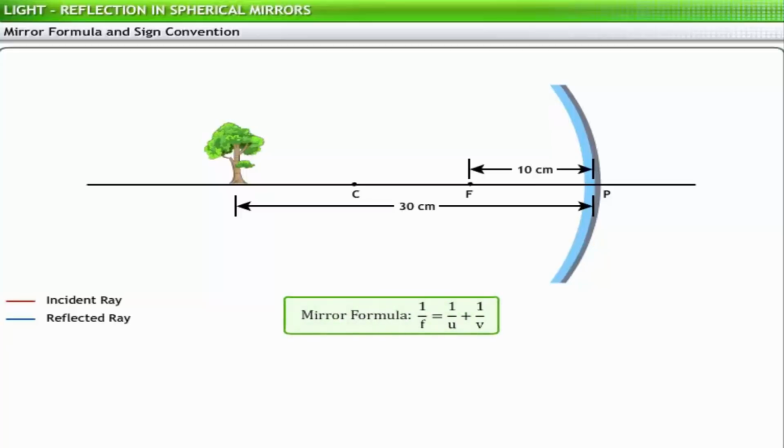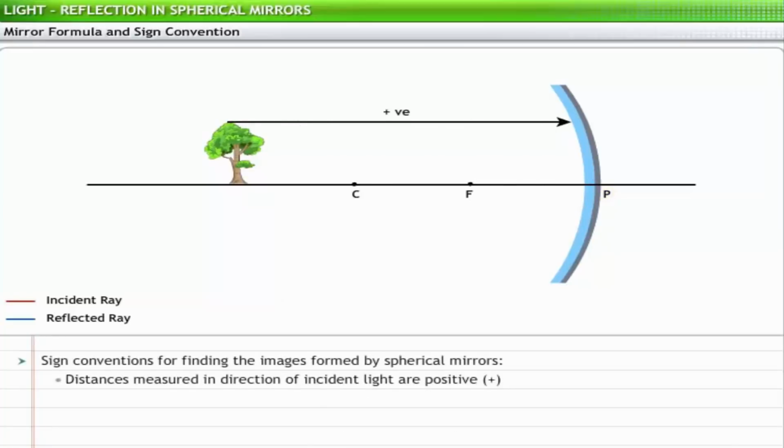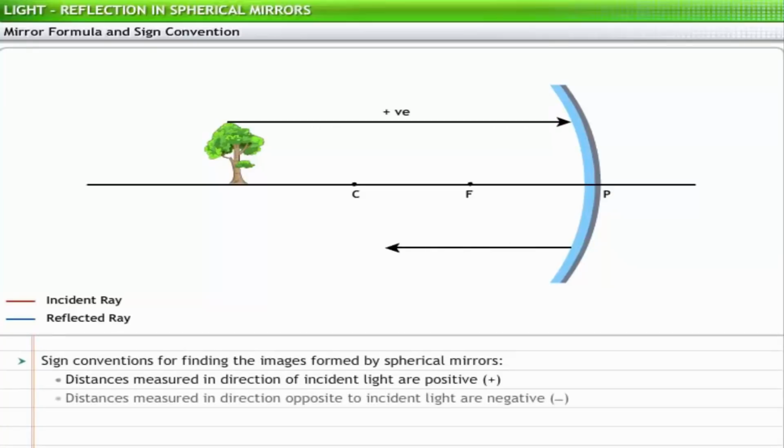1/f = 1/u + 1/v, where focal length f is the distance between the pole P and the principal focus F. Object distance u is the distance of the object from the pole P of the mirror. Image distance v is the distance of the image from the pole P of the mirror. All distances are measured from the pole. The distances measured in the direction of the incident light are taken as positive. The distances measured in the direction opposite to that of the incident light are taken as negative.